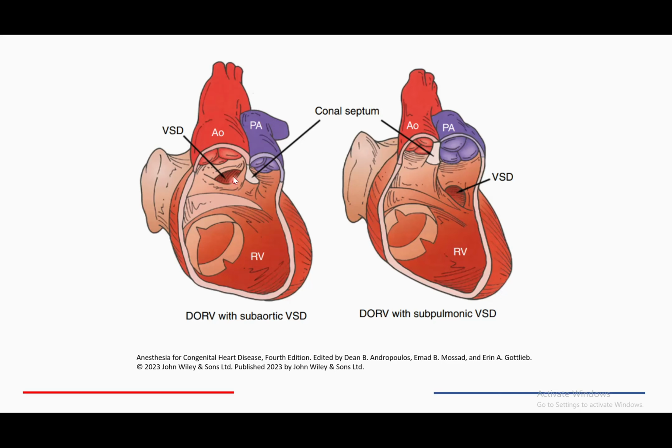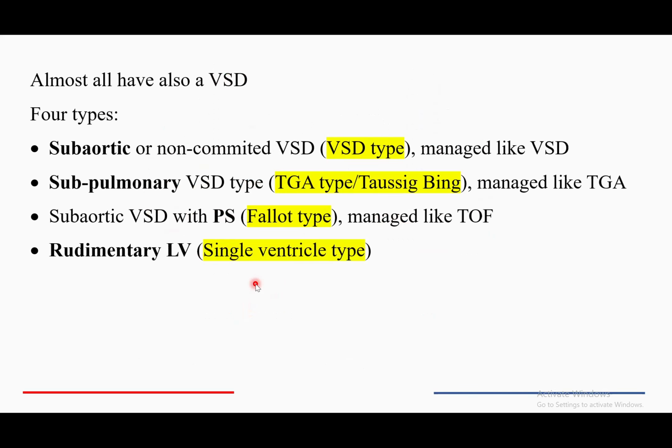So this pathology is similar to a VSD. So we call it the subaortic VSD. We call it the VSD type, DORV VSD type. So a subaortic or non-committed VSD, a VSD type, is managed like a VSD.